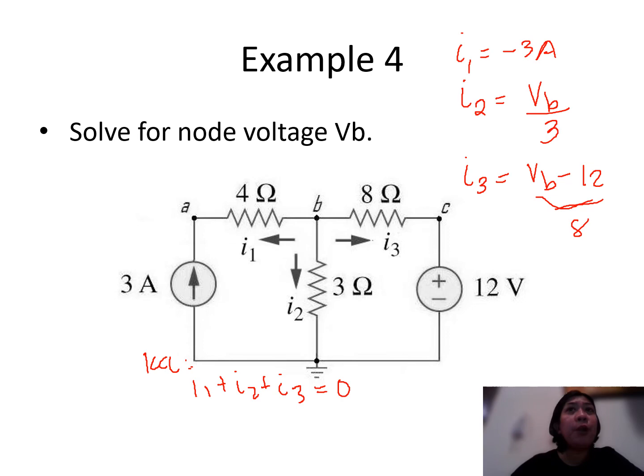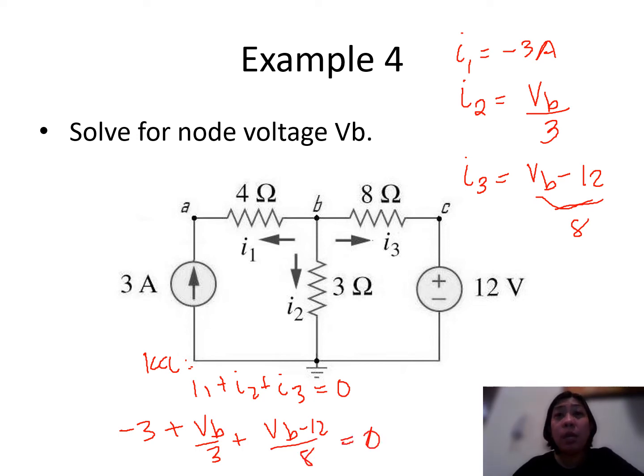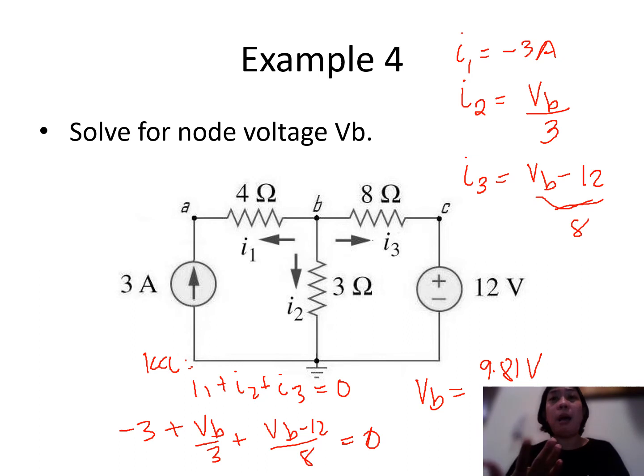So therefore, we can now solve our equation. We have here negative 3 plus VB all over 3 plus VB minus 12 all over 8 is equal to 0. One equation with only one unknown, which is our VB, we can easily solve for VB. And here, your VB is equal to 9.81 volts. I hope you are trying to solve this using your calculators.